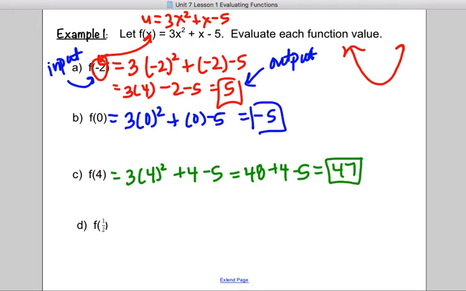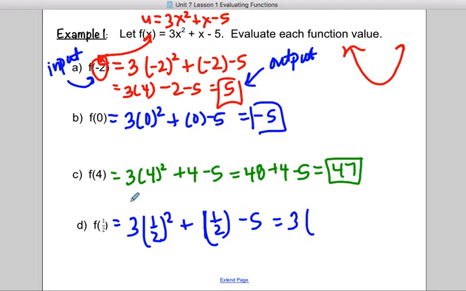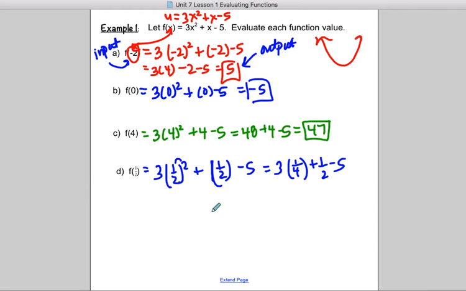The next one is not as nice because it's a fraction, but we'll all be okay. So I'll have 3 times 1/2 squared plus 1/2 minus 5. And what I would do is, you could type it in your calculator. You could also do it by hand. Put it in and then go math frac if you did it in your calculator. So this is really 3 times 1 squared is 1, and then 2 squared is 4, plus 1/2 minus 5.